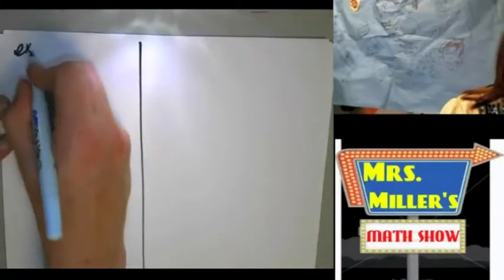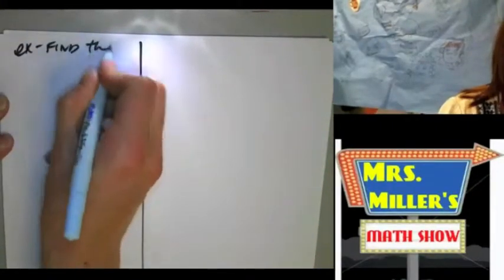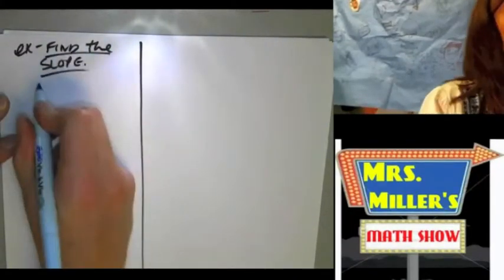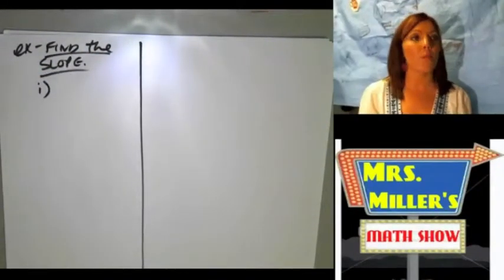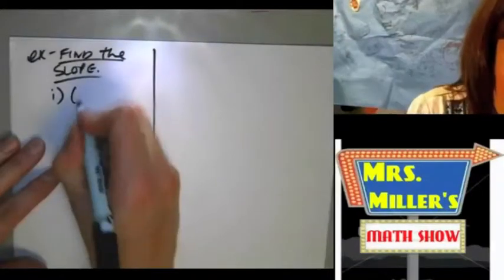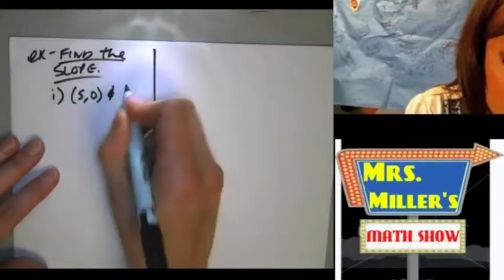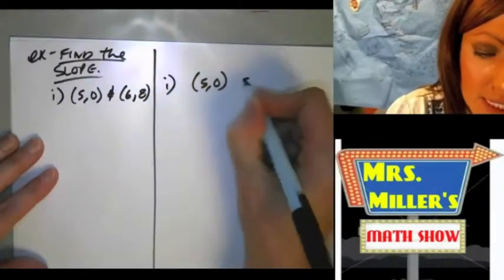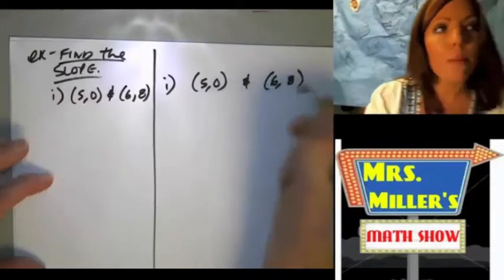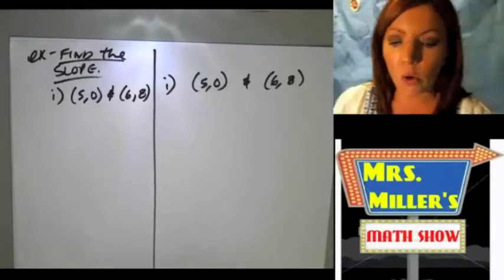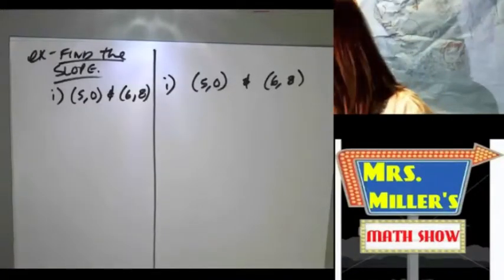Ready? Find the slope, if it exists. Sometimes it won't. And it won't if, again, you're trying to walk up walls and break your head open. Okay, 5, 0, and 6, 8. We're going to just start with a couple of points here. I'm going to put one up here, and then I'm going to ask for a volunteer to do the second one. Okay?